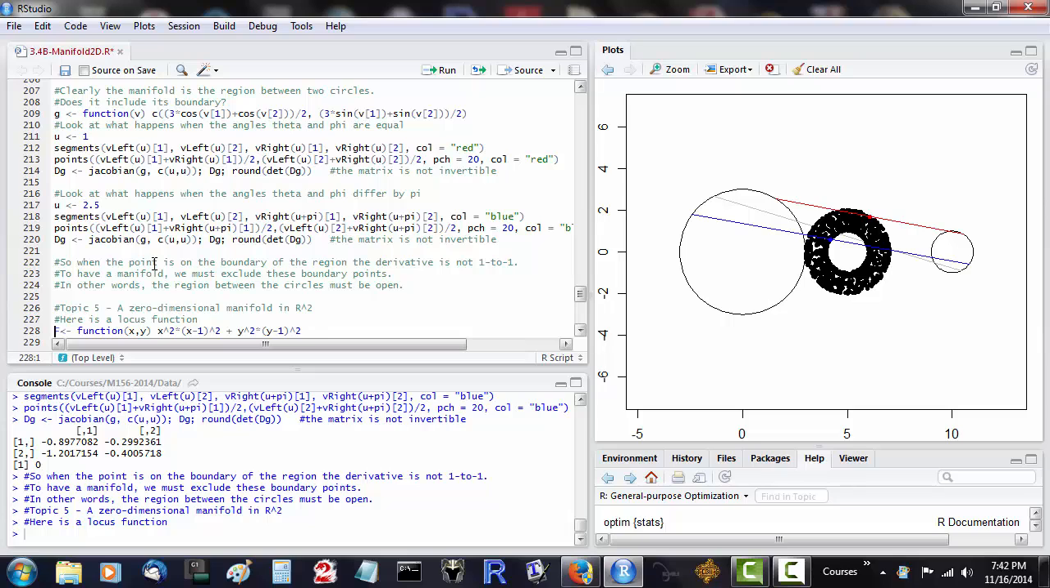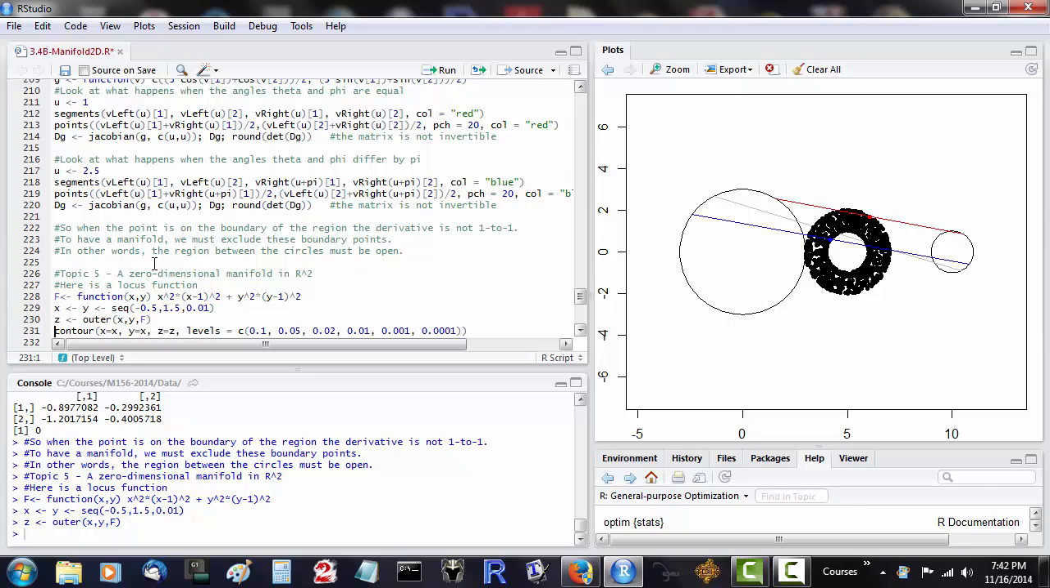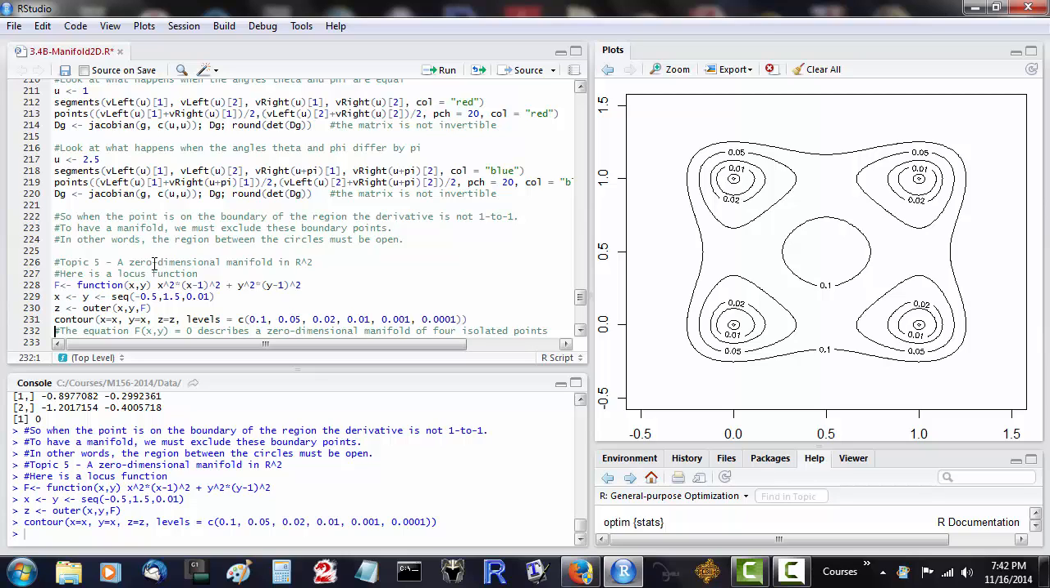Now, one last weirdest yet example, a zero-dimensional manifold in R2. As a function graph, this is uninteresting. As a parameterized manifold, this is uninteresting. But as a locus, it's kind of interesting. So here's a function of x and y, x squared times (x minus 1) squared plus y squared times (y minus 1) squared. I can plot contour lines for this, and you can see what's happening. Those are closing in on 4 points where x and y may be either 0 or 1.